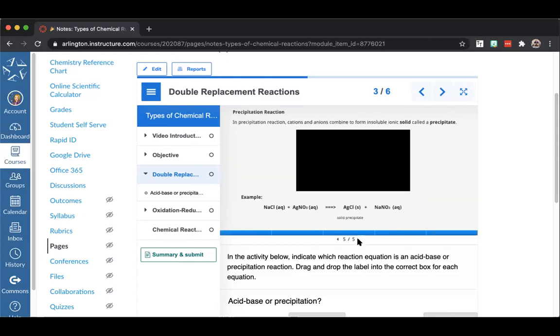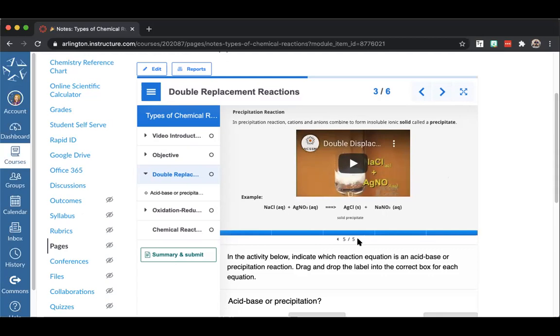Now, the other type is the precipitation reaction. It's the same thing happening. Cations and anions are rearranging. It's following that ABCD pattern. The difference here, the reactants are not an acid and a base. They're just two different ionic compounds. They both have to be aqueous solutions.